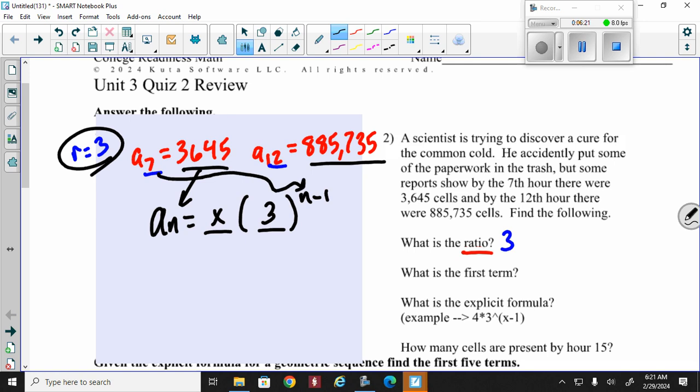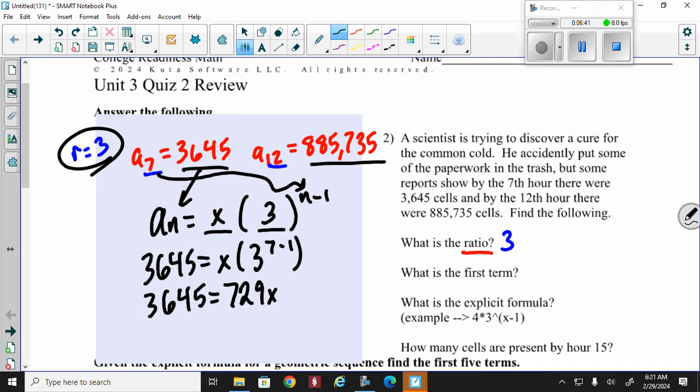Okay. 3645 equals x, parentheses 3 to the 7 minus 1 power. So that's 3 to the 6 power. So 3645 is equal to 729x. When I divide 3645 by 729, I get x is equal to 5. So my first term is 5.